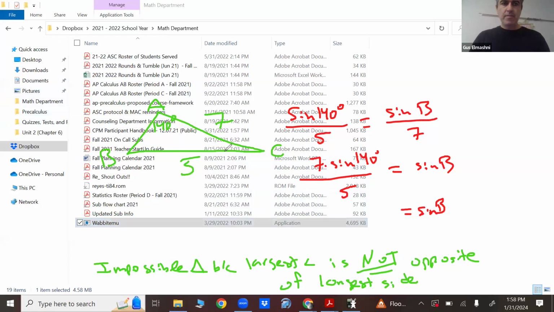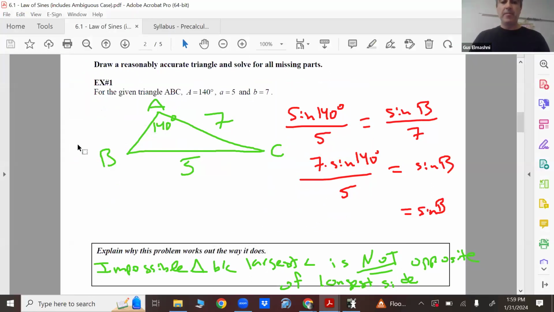Does that mean we're going to need a graphing calculator? 100%. Yes, 100%. You have to. You can't do it without one. Yes, correct.